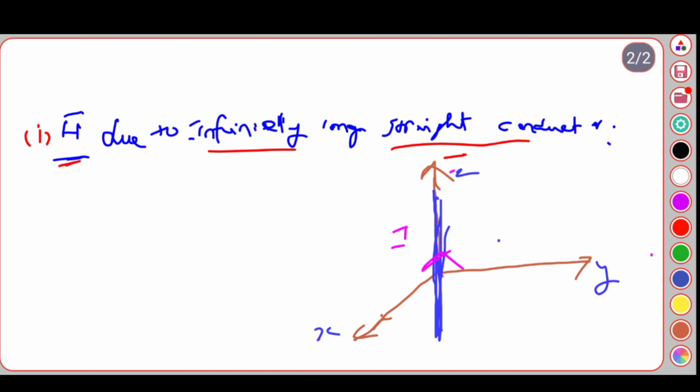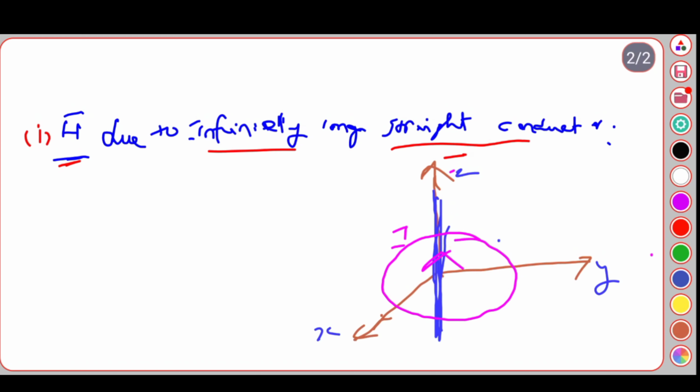Consider the Amperean closed path. Due to this current, a magnetic field will be produced, which we consider along an Amperean closed path. The second step is to consider an Amperean closed path enclosing the conductor. We take a closed path around this conductor. That is called the Amperean closed path enclosing the conductor.